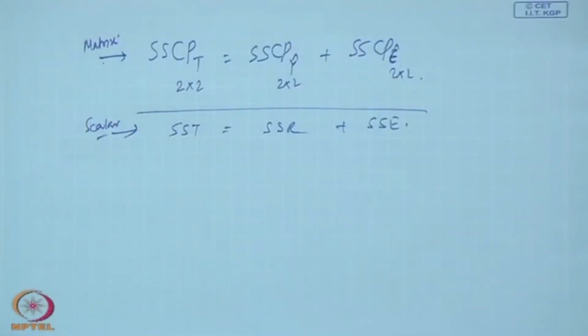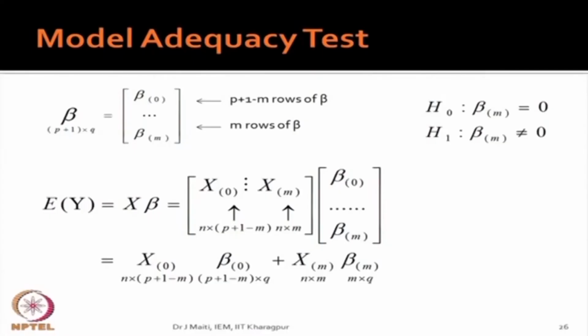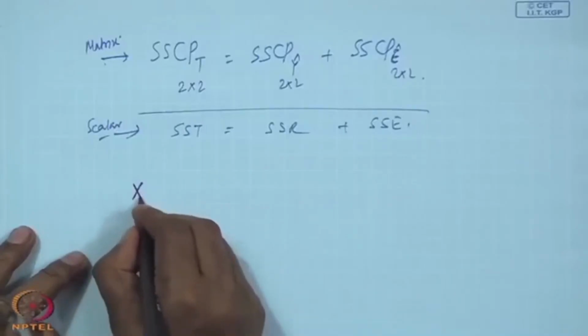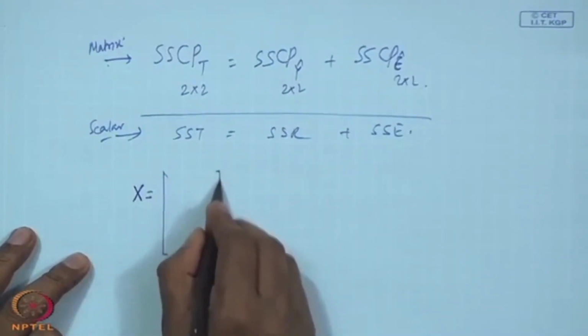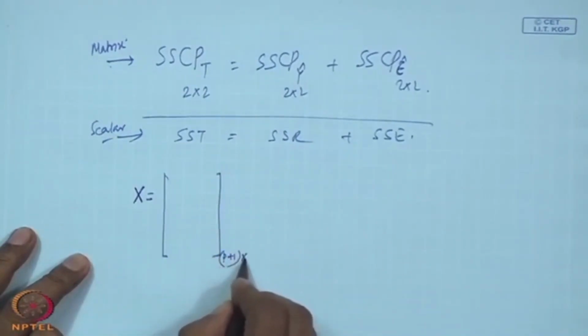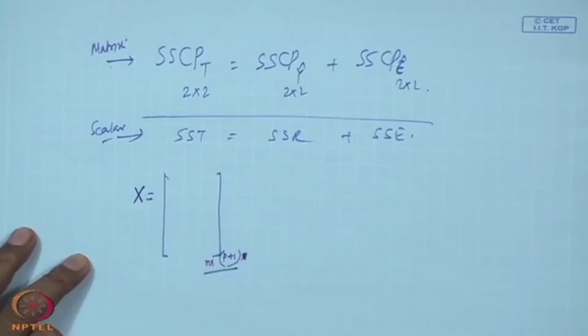Okay, vector and scalar domain, basically matrix. Fine. We will do some tests. The test is basically, what I can say here, a general test, that is generalized hypothesis testing. Generalized hypothesis, in the sense you have X, the data matrix, which is basically n cross P plus 1.